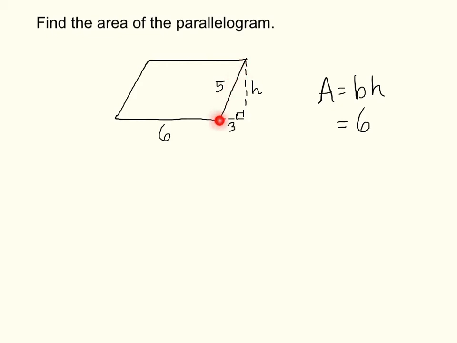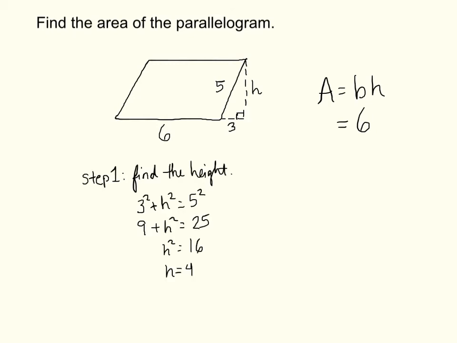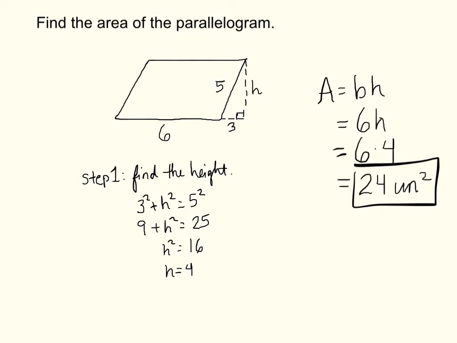So if we look at this triangle here, we can use Pythagorean theorem to find the height there. So step 1 is to find the height, and as you can see, I have the Pythagorean theorem here, a squared plus b squared equals c squared. Once I figure that out, I find that the height is 4. So now I just need to plug that in over here. So we have 6 times 4, and so my answer is 24 units squared. And there I have my answer.